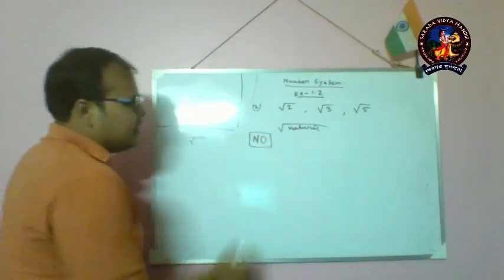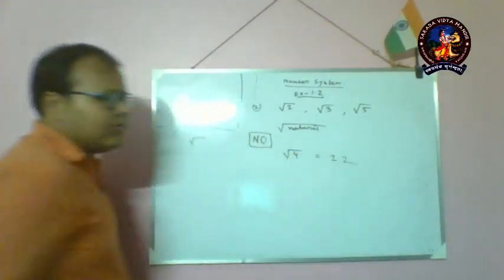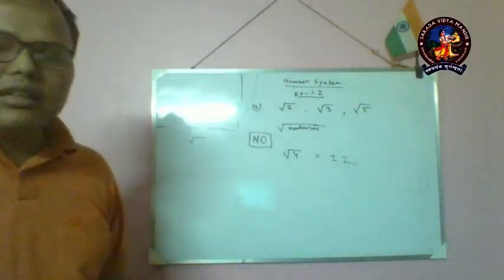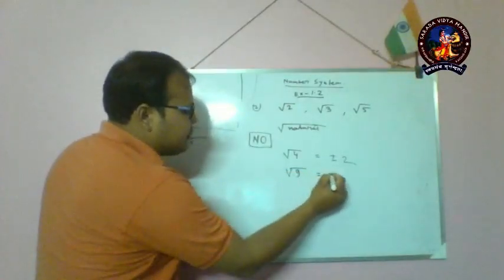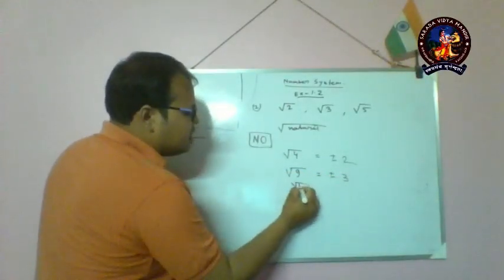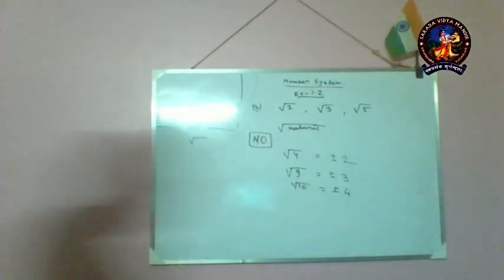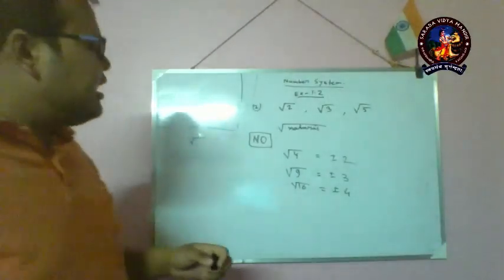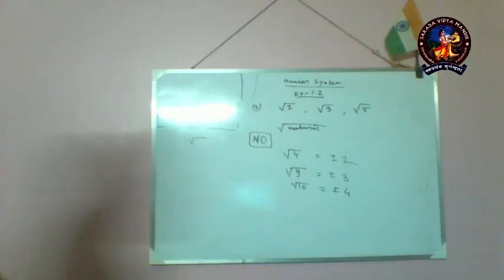Why? Let's take root over 4. It is plus minus 2. Whether it is plus 2 or minus 2, both are not irrational. Let's take root 9, plus minus 3, root 16, plus minus 4. So they are not irrational. So it is not true that the root of any natural number will be an irrational number. They may be rational as well.